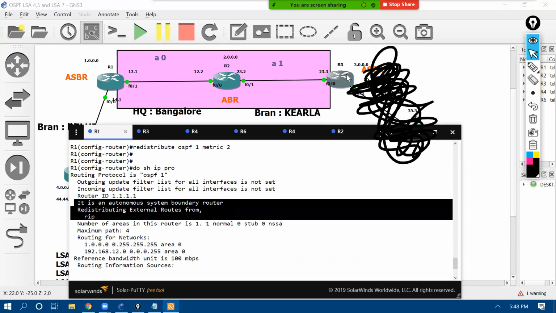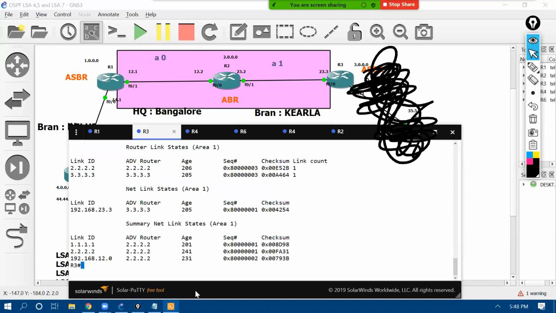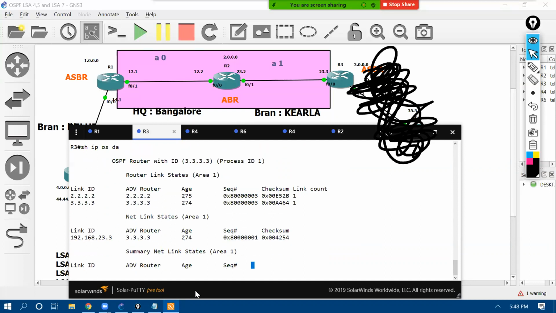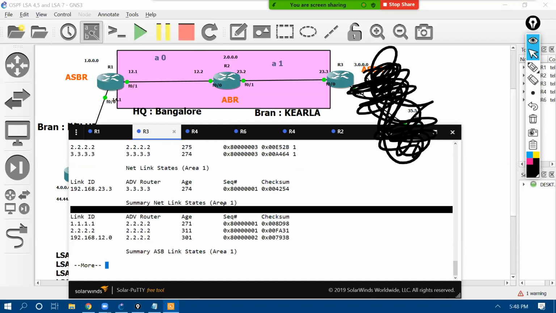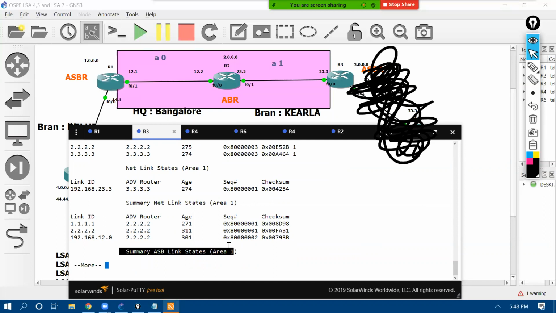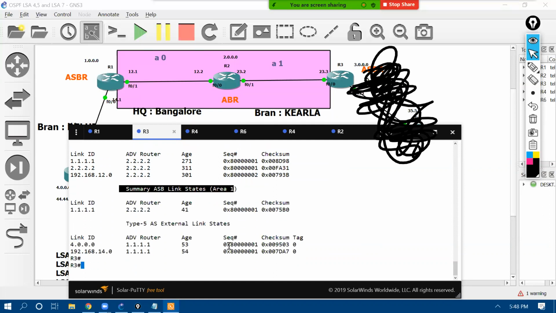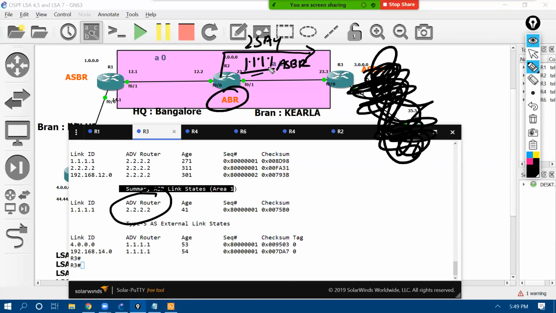Now R1 will send the LSA 5 information to R3. Have a look. LSA 3, LSA 4, and that LSA 4 is just going to tell you how to reach the ASBR. So LSA 4 is advertised by whom? R2 router, and that contains the information about the 1.1.1.1, the ASBR. It is advertised by 2.2.2.2, that's the ABR, and contains the information of the 1.1.1.1, that's my ASBR. And these are two LSA 5 information, right?